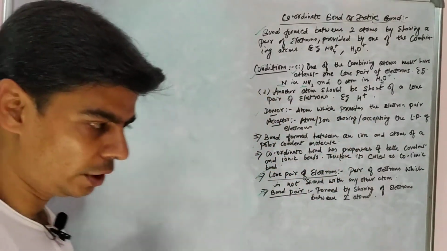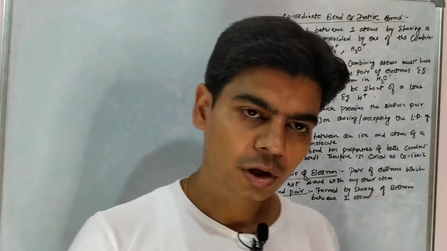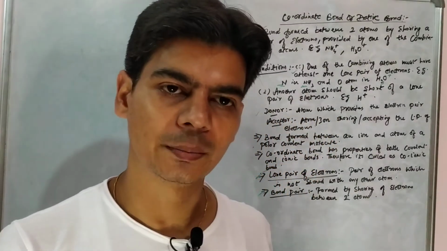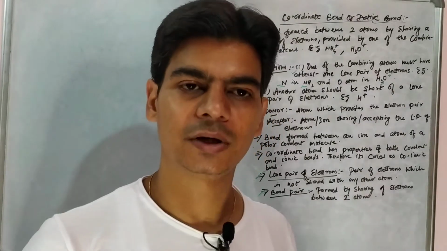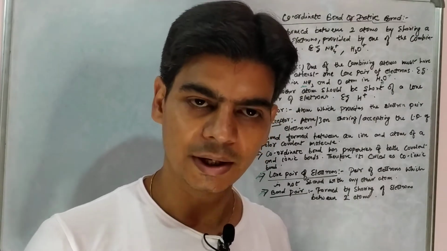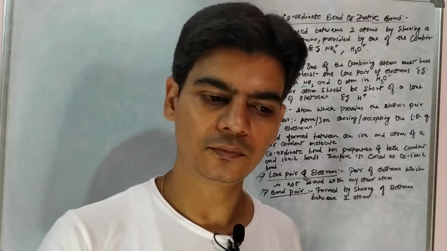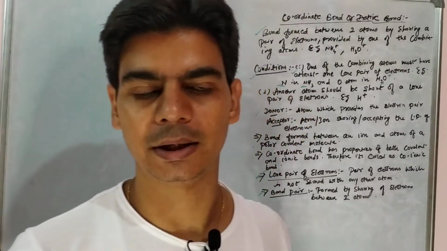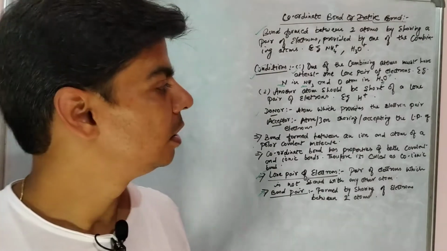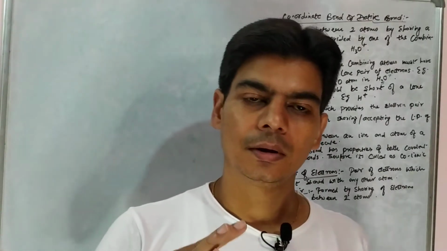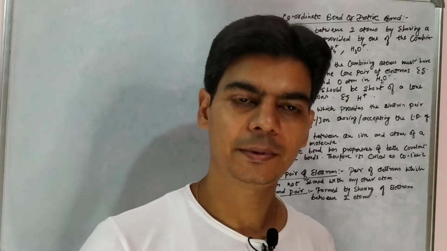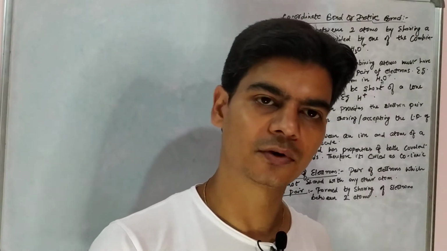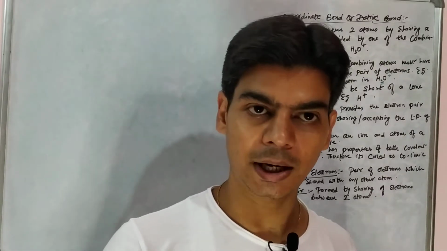Now when we study coordinate bond, when a coordinate bond formation takes place between two combining atoms, this shared pair of electrons, instead of coming from both the atoms like in covalent bond formation, would come entirely from one of the combining atoms, right? I'll repeat, in coordinate bond formation, when a coordinate bond gets formed between two atoms, the shared pair of electrons would come entirely from one of the combining atoms, and would be shared by both, right?